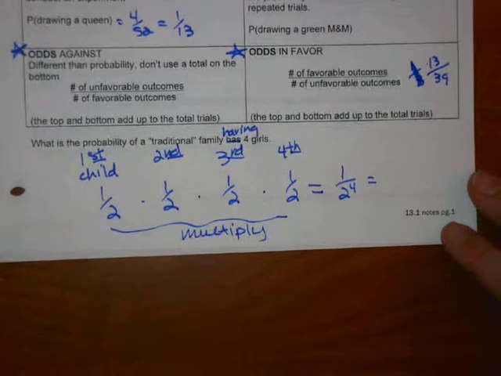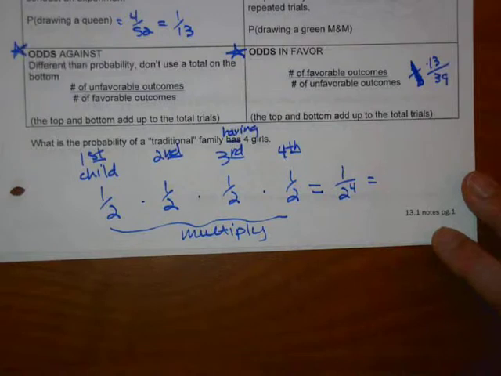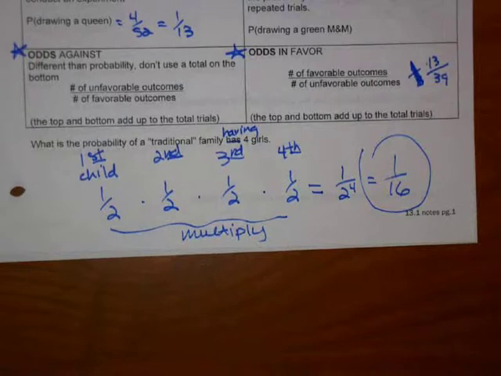So it's 1 out of 2 to the 4th. What's 2 to the 4th? Anybody know? 2 times 2 times 2 times 2? Somebody can do that in their head. I know you can. What's 2 times 2 times 2 times 2? 16. Thank you. You've got a 1 out of 16 chance of having 4 girls. So sometimes you have to write out the individual events occurring, and then multiply them together to find out the chance of that actual thing happening. Okay? All right, turn it over.